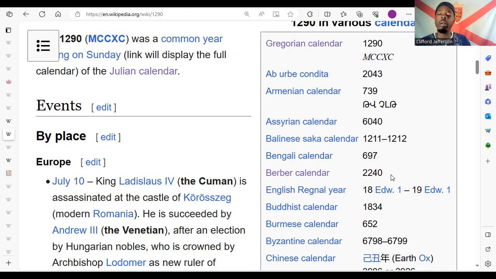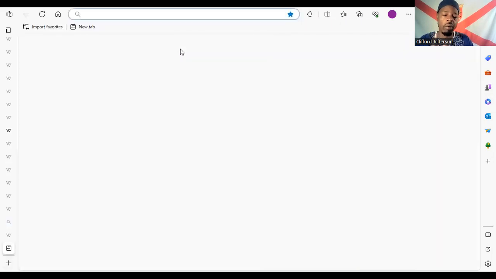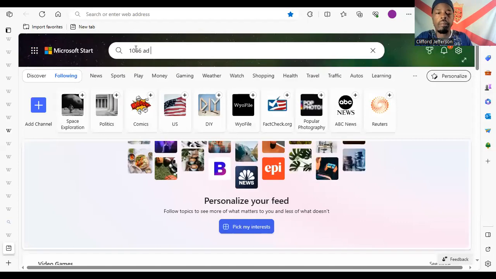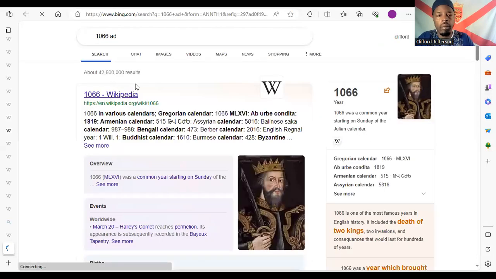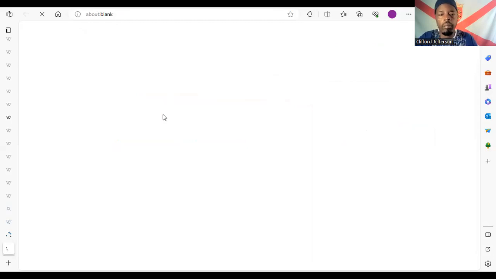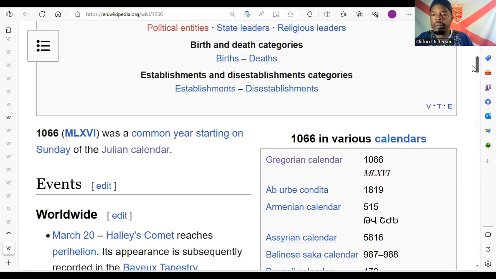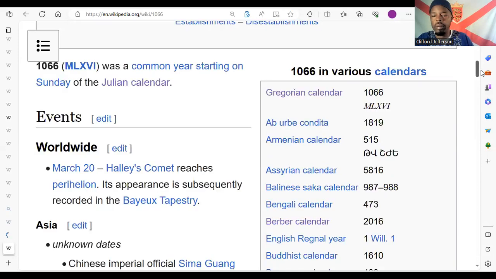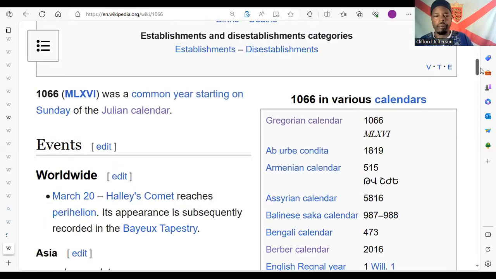You see it right here, y'all. Who was the English king? Edward I. You don't see an English king till 1066, William the Conqueror. Let's look it up.